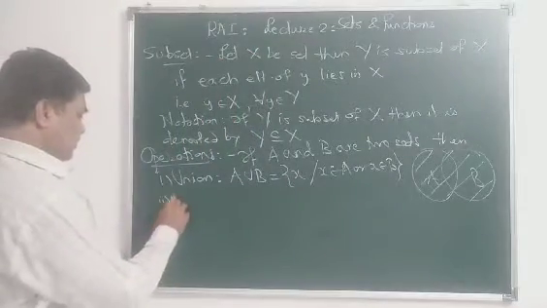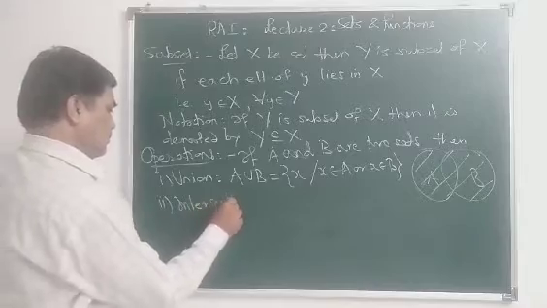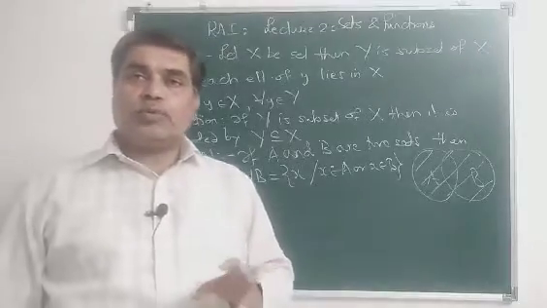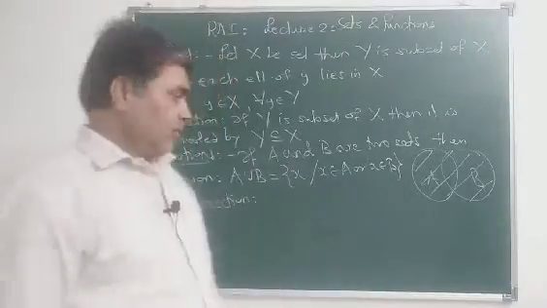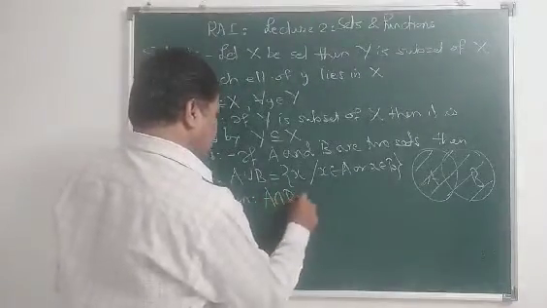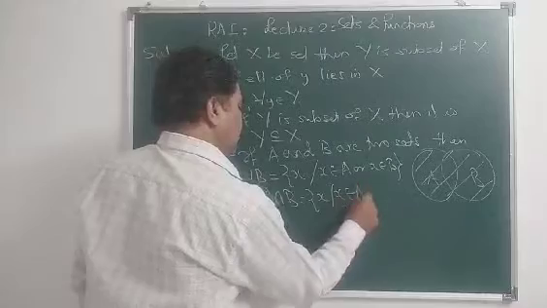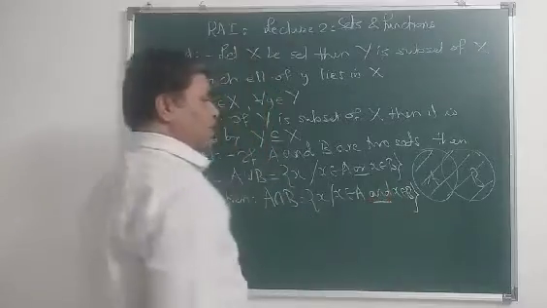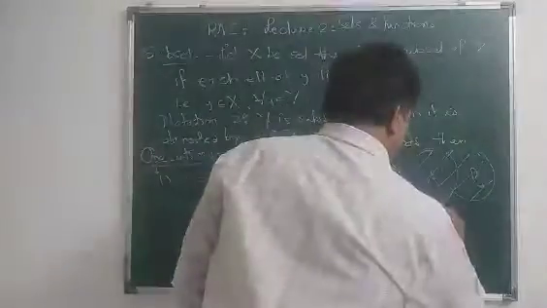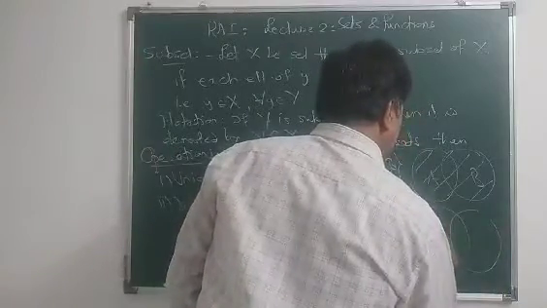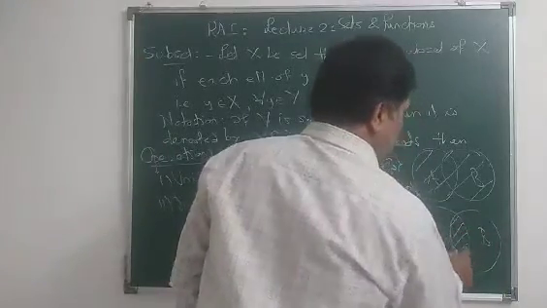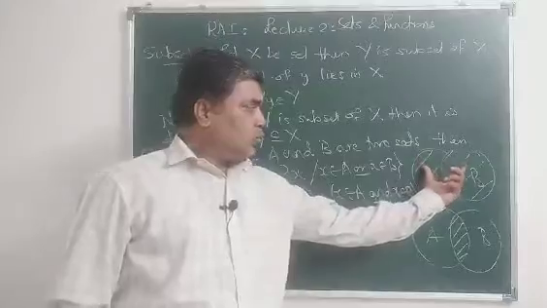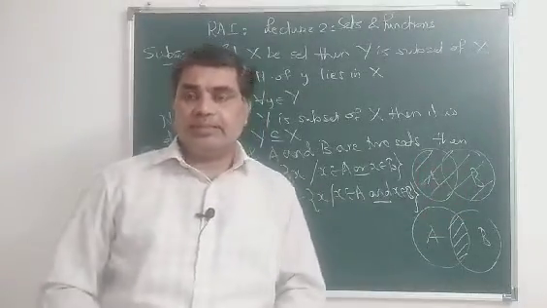Second, the intersection operation. Intersection contains the common elements in A and B. So it is the set of those elements which lie in A as well as in B. Notation: A intersection B is the set of x such that x belongs to A and x belongs to B. In the Venn diagram, if I have set A and set B, then this shaded portion denotes A intersection B.